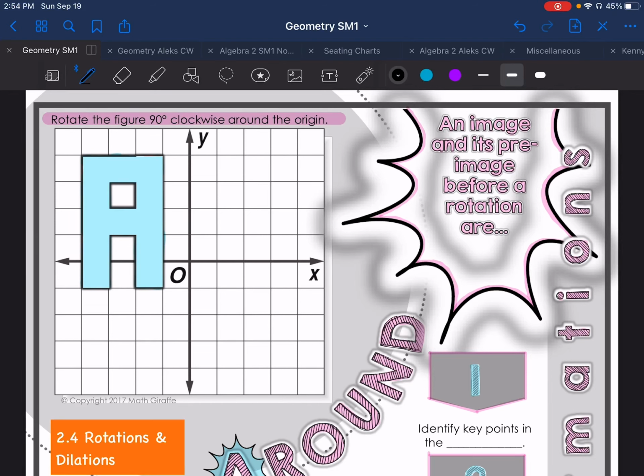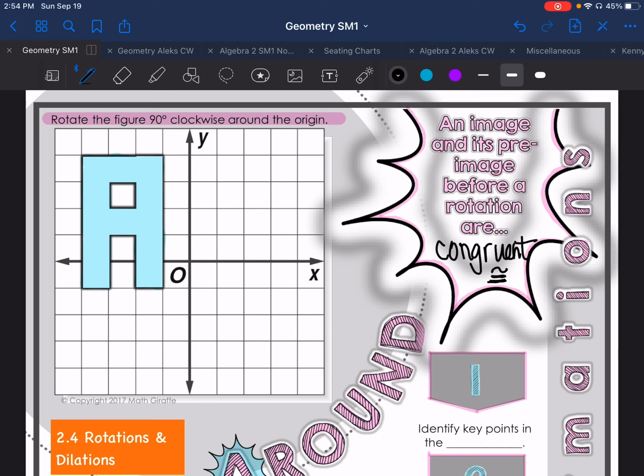Today's lesson is 2.4, rotations and dilations. Let's go ahead and start with rotations. An image and its pre-image before rotation are congruent. They are congruent. Remember, this is the symbol for congruent, which means that they are equal.